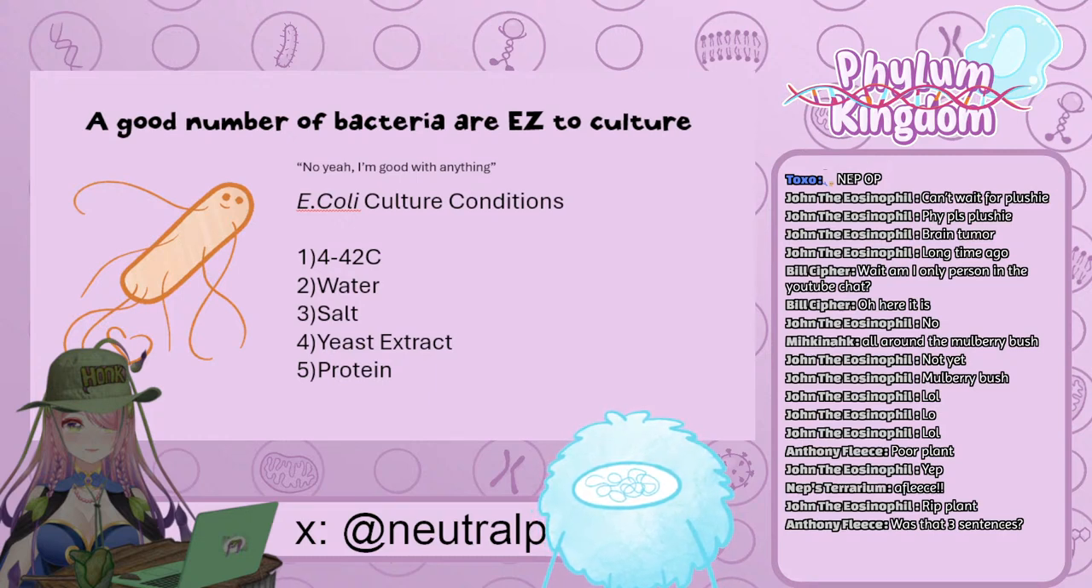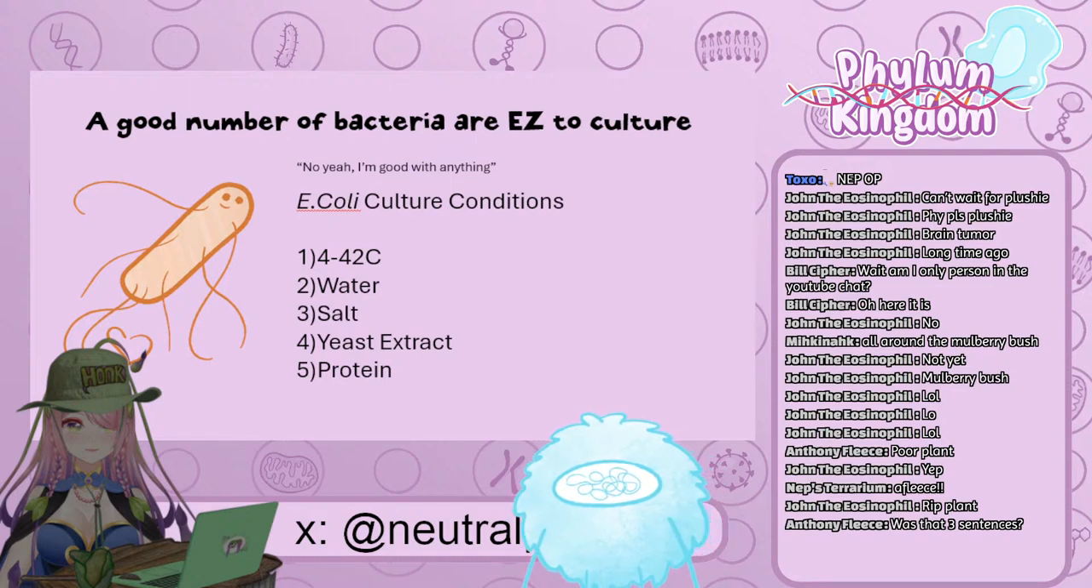The molecular biologist's best friend, E. coli, is very easy to grow. You can grow it as cold as 4 degrees Celsius, so like your refrigerator temperature, all the way up to 42, is what I've seen. So that's basically growing between refrigerator temperature and a very, very hot day temperature.